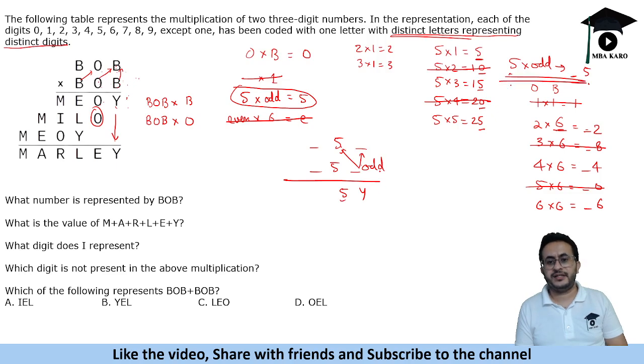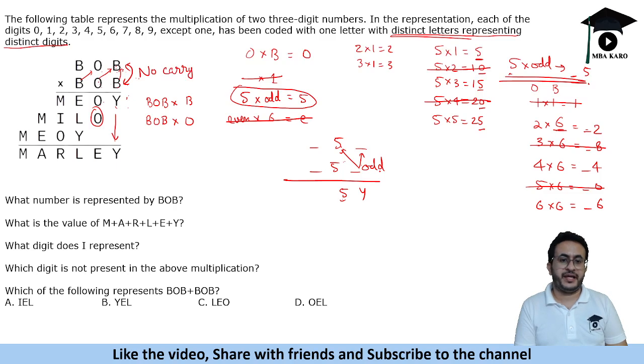We discussed this. Now if we are still getting 5 as the last digit, that means there is no carry from behind. If there was a carry, then the digit would not have been 5. So that means B into B has no carry.